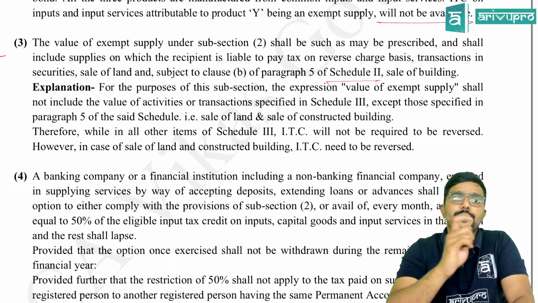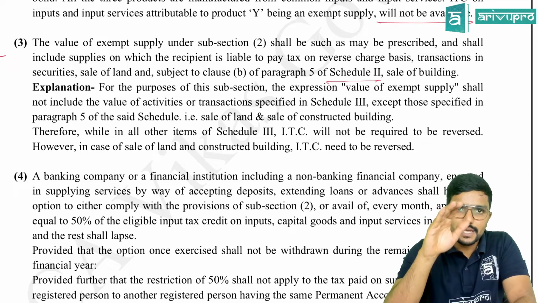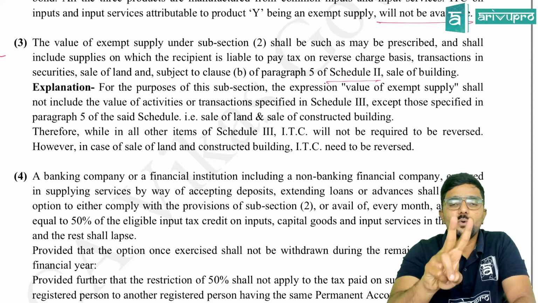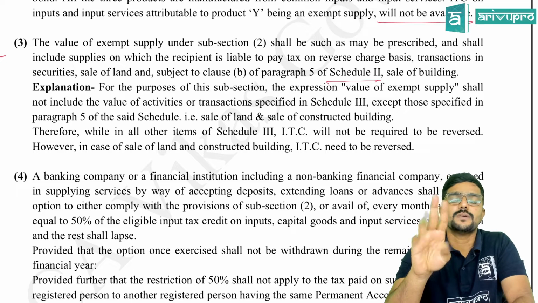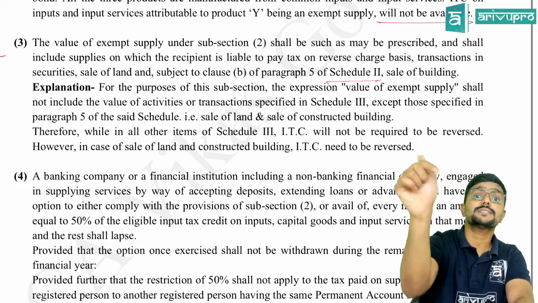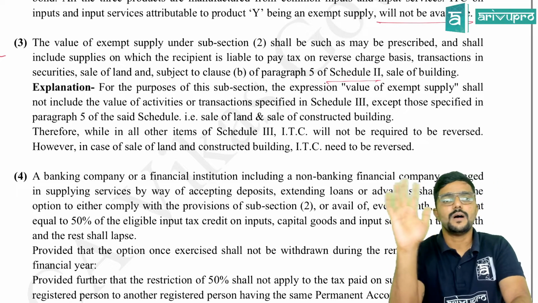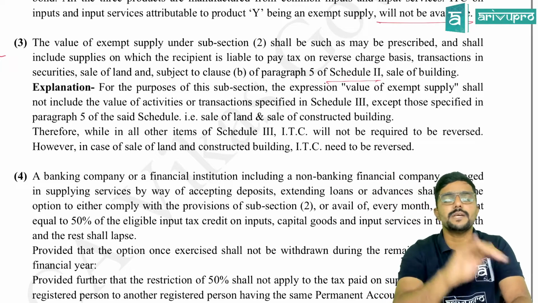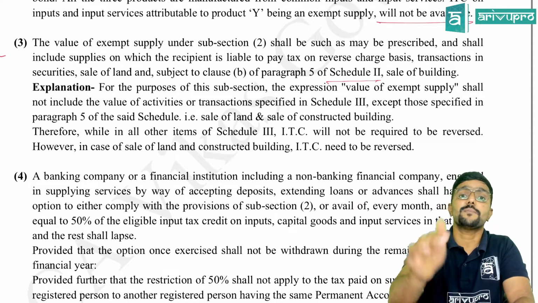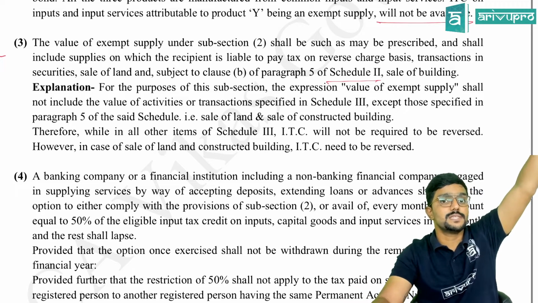But for section 17.2, exempt supply includes only 2 items out of negative list. All other items are not treated as exempt supply for 17.2. Which are those 2 items? Sale of land and building. All other items, whatever is covered in negative list, are not treated as exempt supply for 17.2. Only for 17.2, not as per the definition of exempt supply.